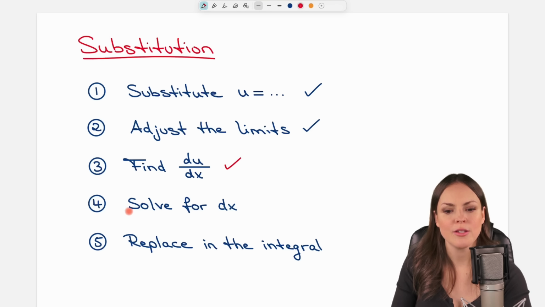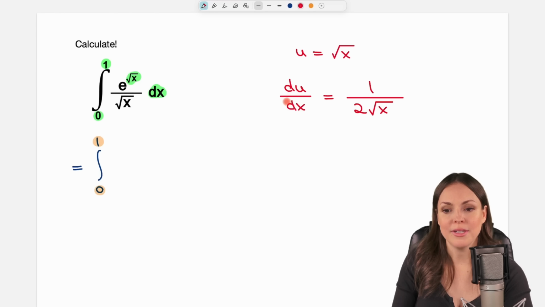Step 4, solve for dx. Now that we have this equation here, we have to solve this equation for dx.